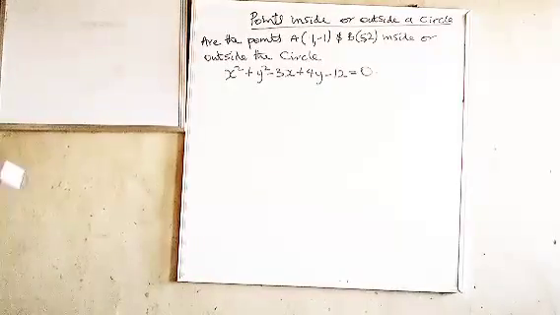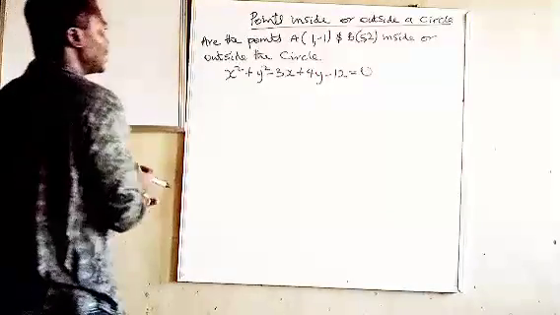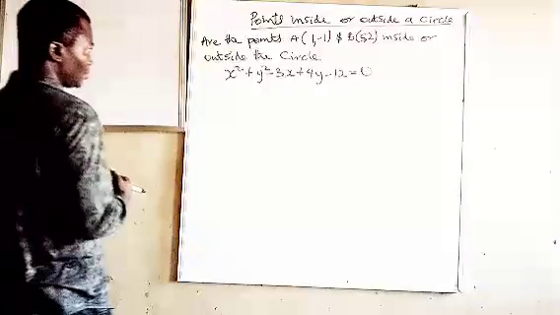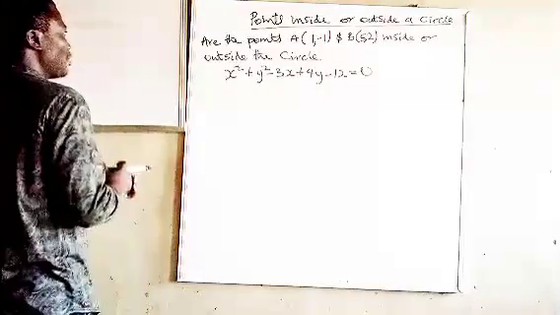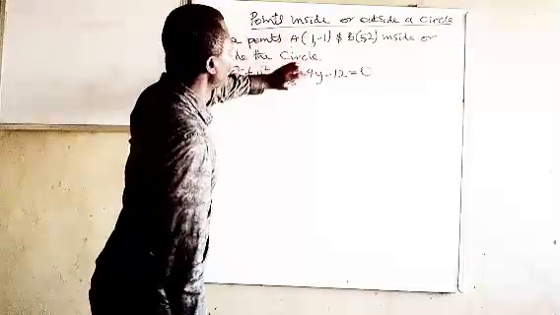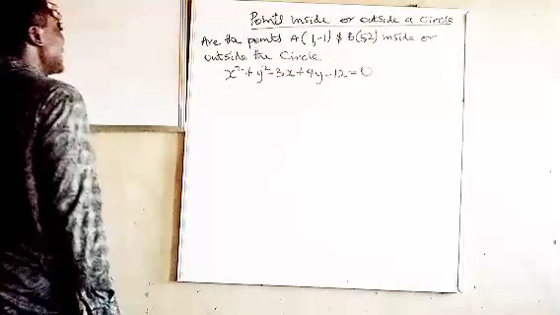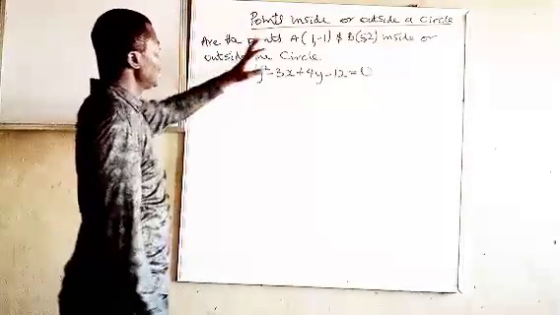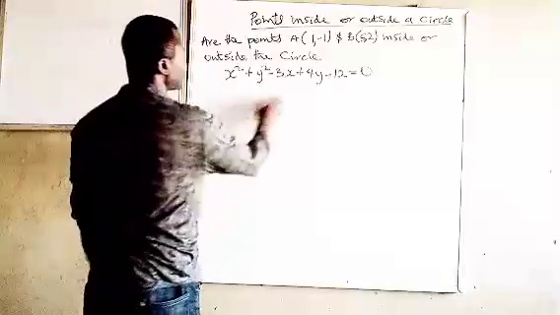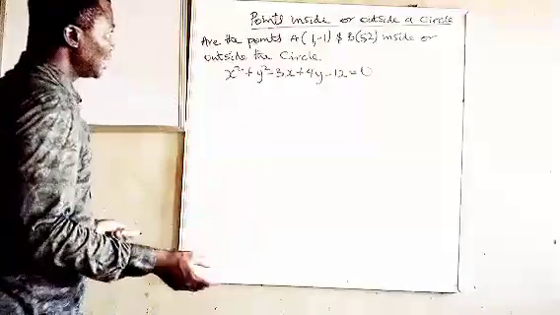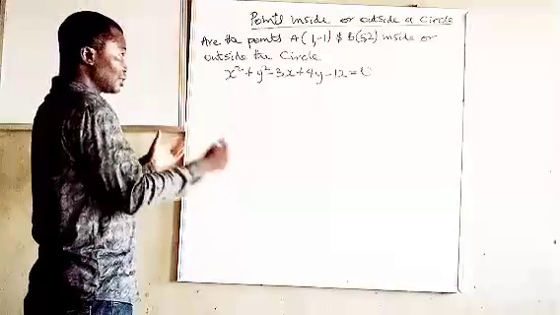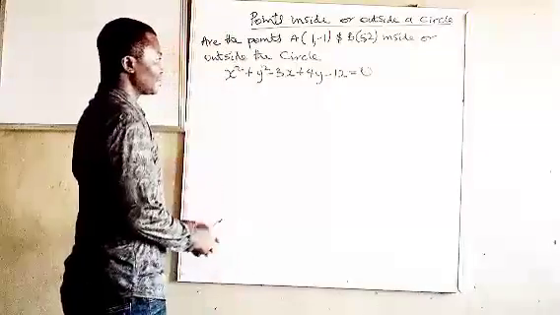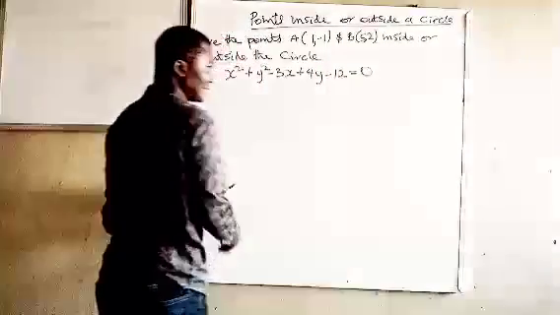Now let's talk about verification of whether a given point is inside or outside a circle. We have an equation for a circle like this. I want to verify if points A (1, minus 1) and B (5, 2) are inside or outside the circle. All we need to do is to substitute the x coordinate for x, the y coordinate for y. And if it gives us the final answer, it means it is on the circle, it is concyclic. But if it gives us less than what we expect to have, it is inside. If it gives us more than what we expect, it is outside.